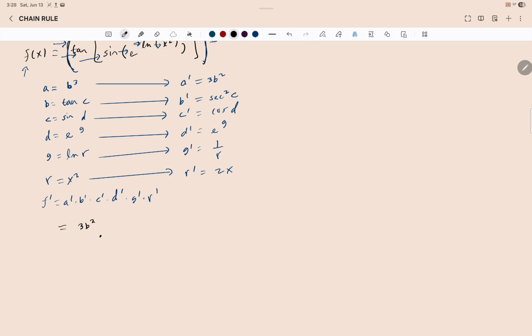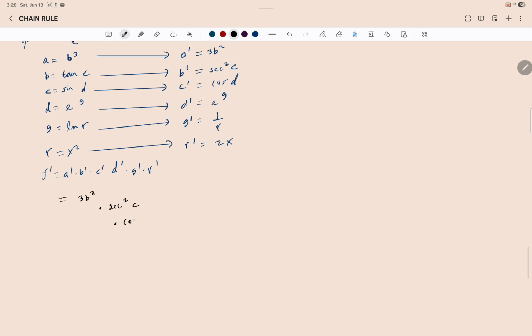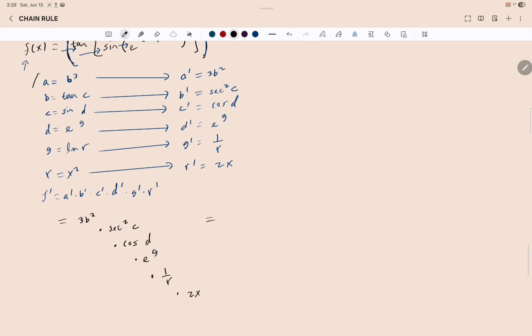So the first one is 3b squared, the second one is c squared, the next one is cosine d, the next one is e^g, the next one is 1 over r, and the next one is going to be 2x. Cool. But again, there is a problem because I don't have the original variables. I have b, c, d, g, and r. But the original problem was given in x, so I have to go back to the left-hand column and plug them back in until I get all x's for variables.